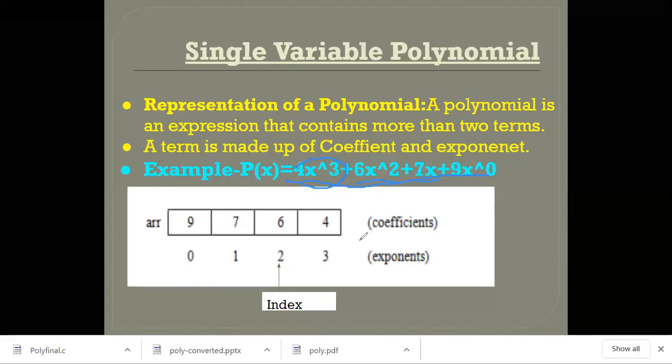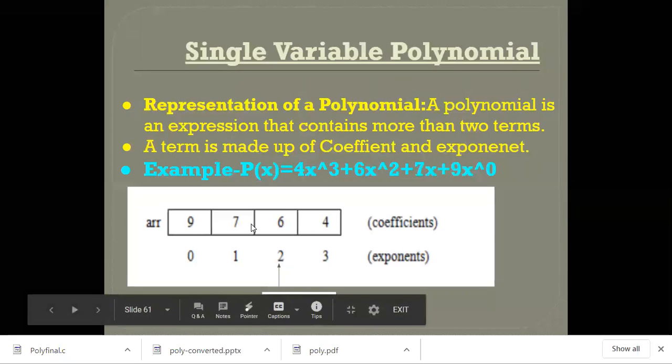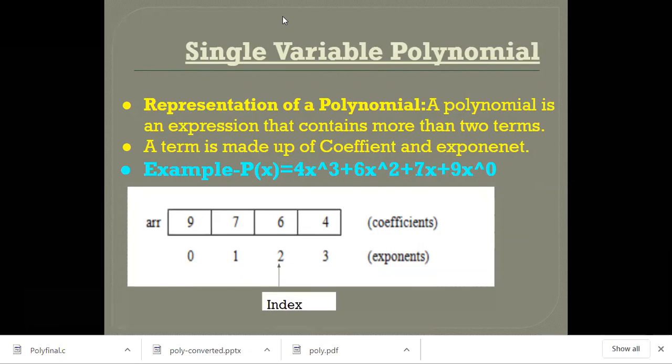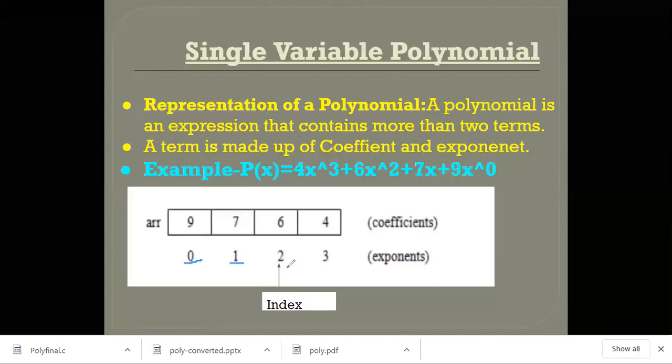Now we are going to represent this single variable polynomial using an array. How are we going to represent it in an array? How will it be stored in memory? Just concentrate here. One diagram is given, the name of the array is arr. Here, just concentrate, these are the indices. We store elements in an array using indices, everyone knows that. So this is 0, 1, 2, 3, these are our indices. Let's say we are storing 4 elements, so we have stored from 0 to 3.